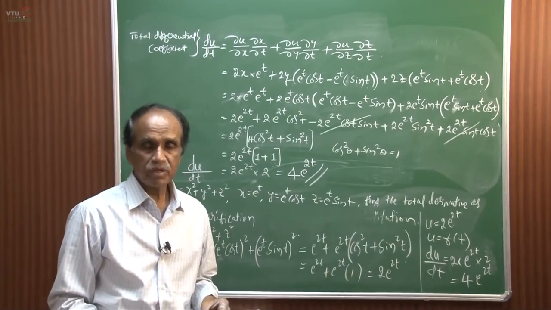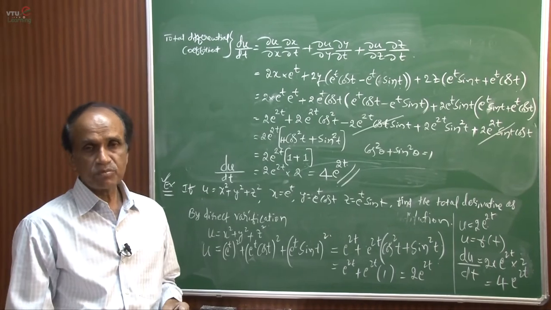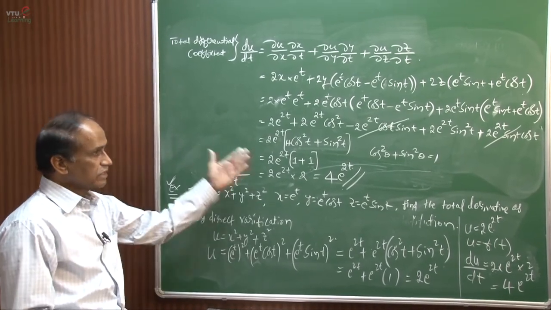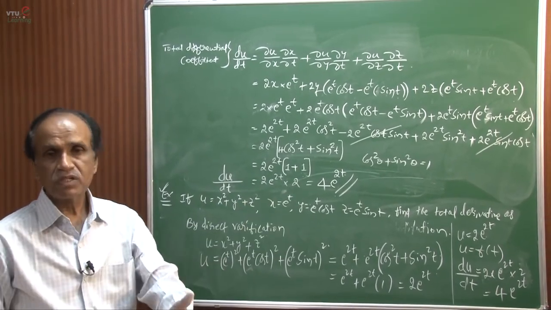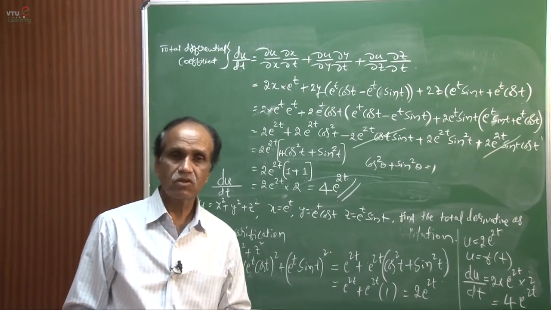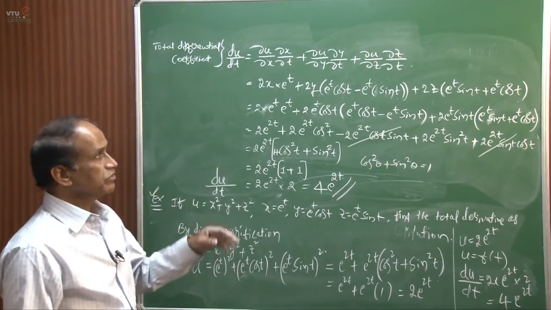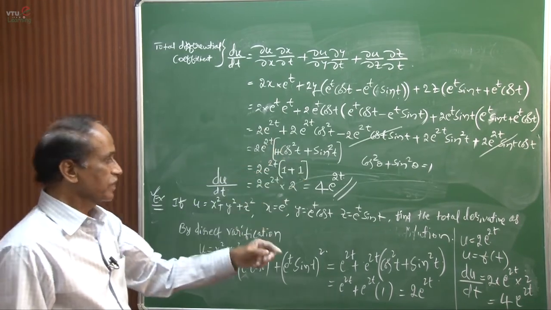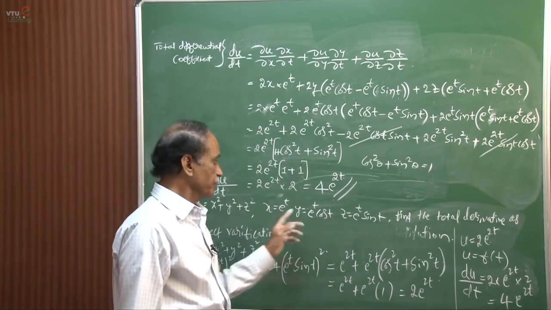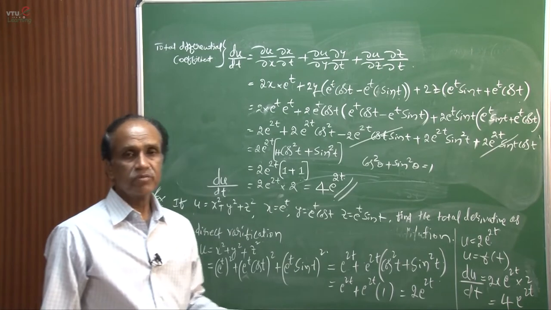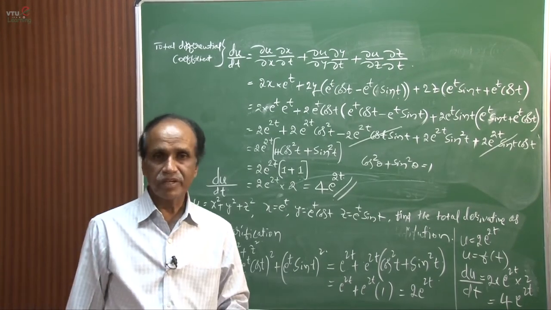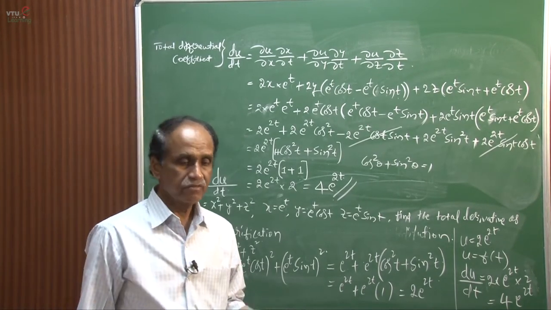I would like to stop up to this much. Extra problems you can solve on this topic like this only. Now I will move on to the next discussion, that is called composite function. As I told you, composite function is the extension of this. Instead of a single variable, these symbols will be in terms of more than one variable. That is called composite function.